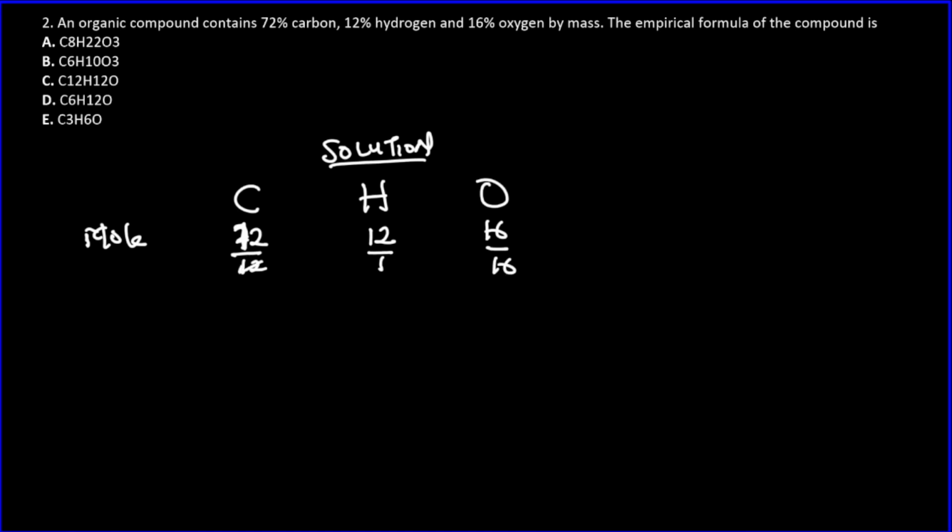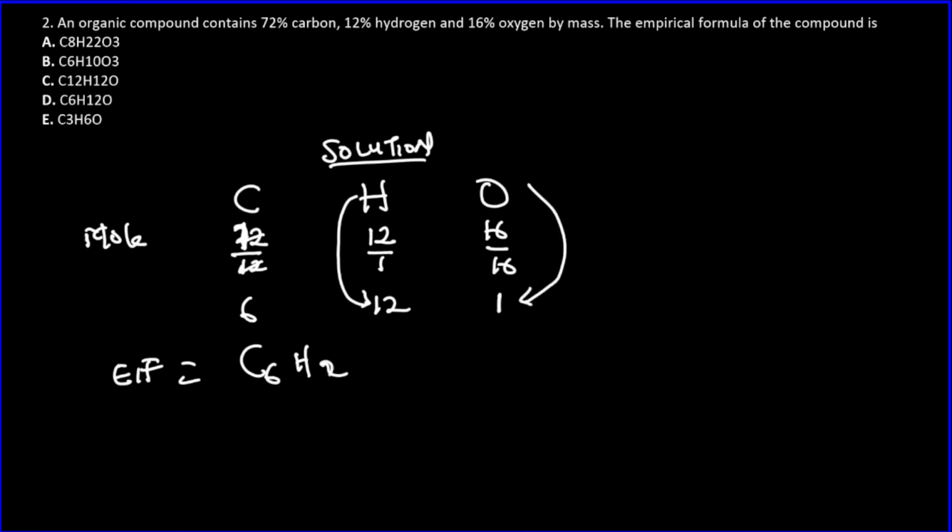So we have 72 divided by 12 is 6. This is 12. 16 divided by 16 is 1. So now we write it as a subscript. The empirical formula will be C6 H12, and O. Because if you have 1 as the whole number ratio you are getting, don't put anything. So the empirical formula is C6H12. So this is the answer D.